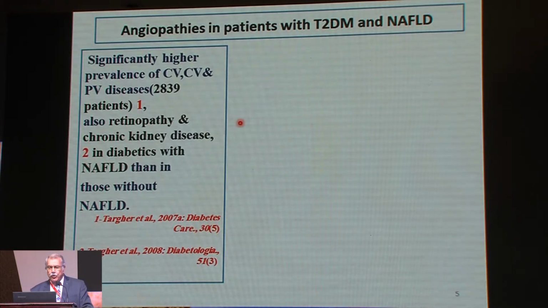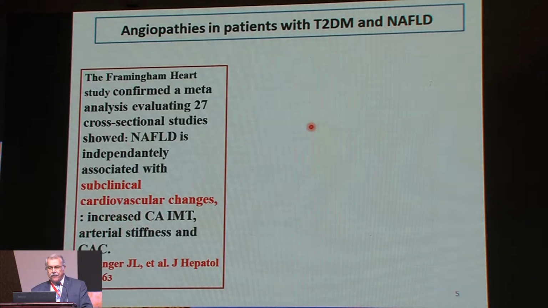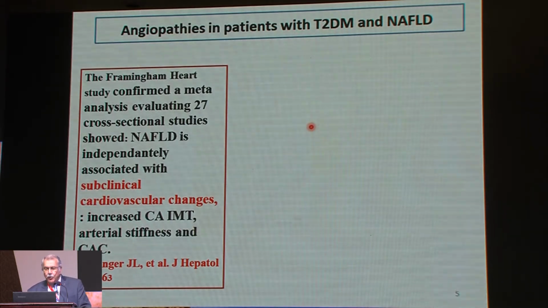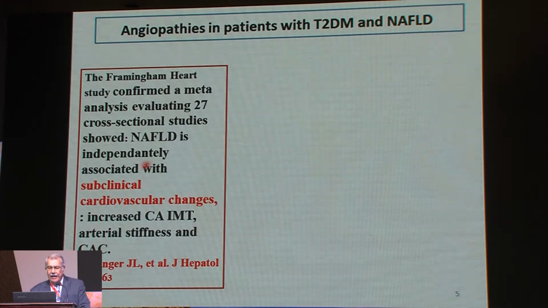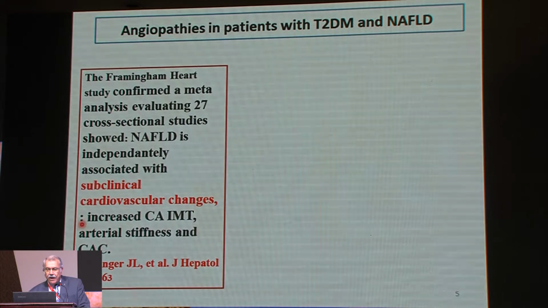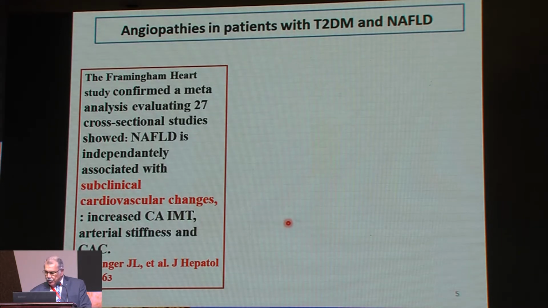also retinopathy and chronic kidney disease in diabetics with NAFLD than in those without NAFLD. And after that, the Framingham Heart Study confirmed, and a meta-analysis evaluating 27 cross-sectional studies showed, NAFLD is independently associated with subclinical cardiovascular changes: the increased carotid artery intima media thickness, the arterial stiffness, and the coronary artery calcification. These are now studies or tests to check for the occurrence of cardiovascular disorder.